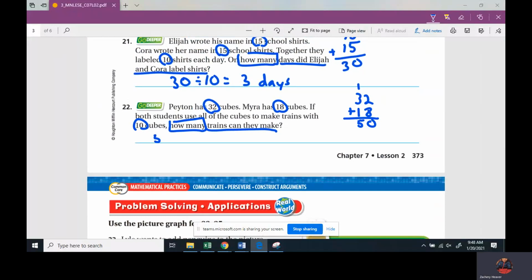Now what are you going to have to do? 50 divided by 10. What number is our divisor, Willow? What's our dividend? And what are they going to make? What's that called again? Quotient. So it's 50 divided by 10. What does that equal? 5. Troy, how am I going to label this? 5 what? Yes, 5 trains. Make sure you have all of it written down, Troy. Courtney, you got it down?